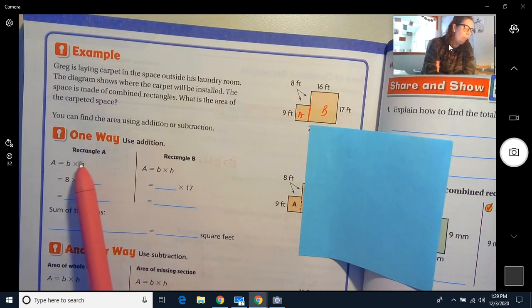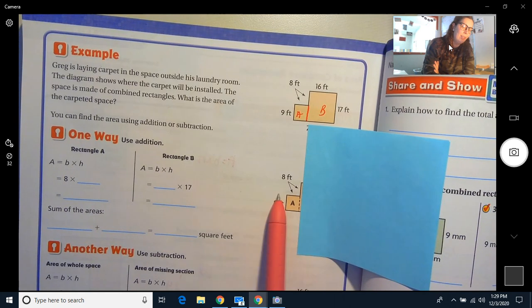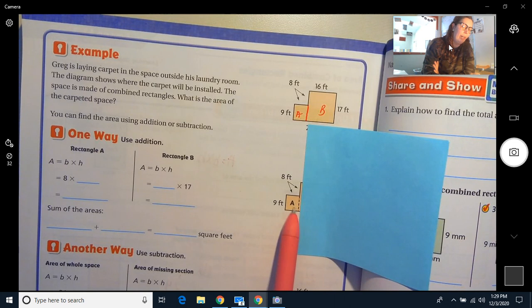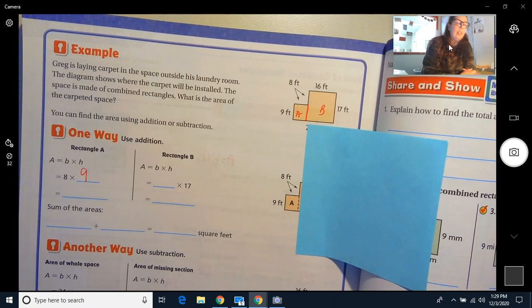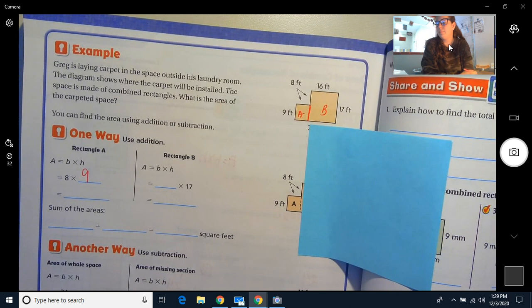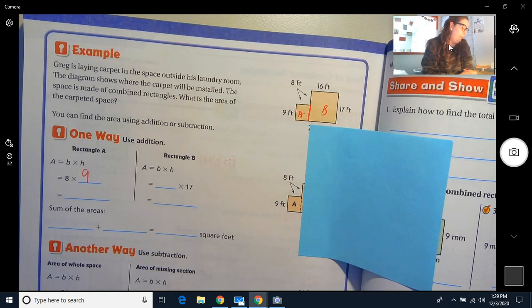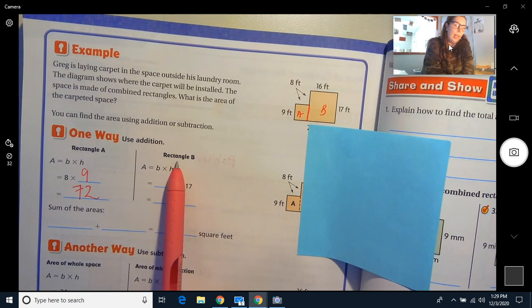So for my rectangle A, it's asking base times height. Remember, base is my horizontal line. My vertical line is my height, and we're trying to figure out this one right here. So that would be 8 times 9. If you would like to answer what 8 times 9 is, comment with the letter J in the chat for me, please. Aaron Froge, go ahead. 72. 72, thank you.